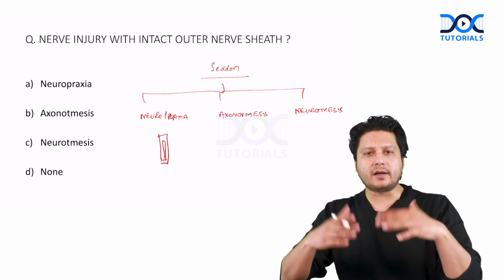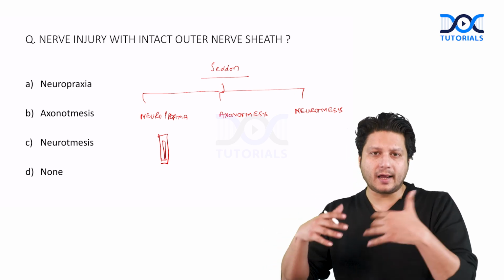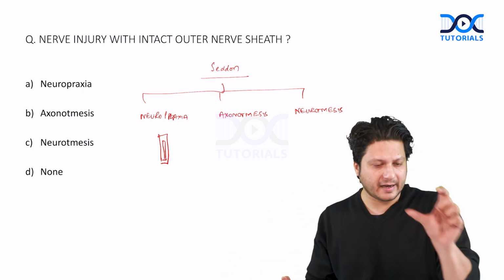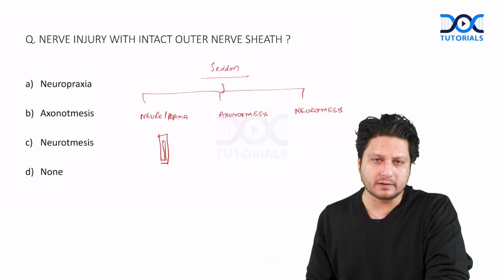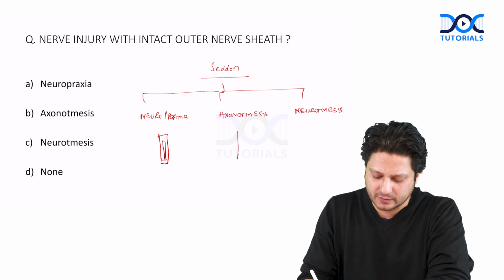It is only that the nerve is not behaving normally. The nerve is not functioning normally. There will be a block in the conduction of the nerve impulses. In case of axonotmesis, what is happening?